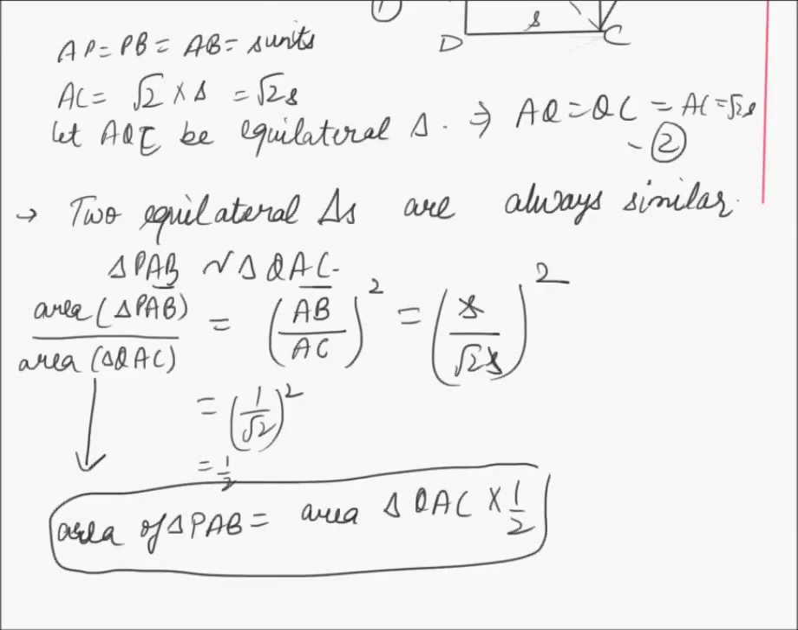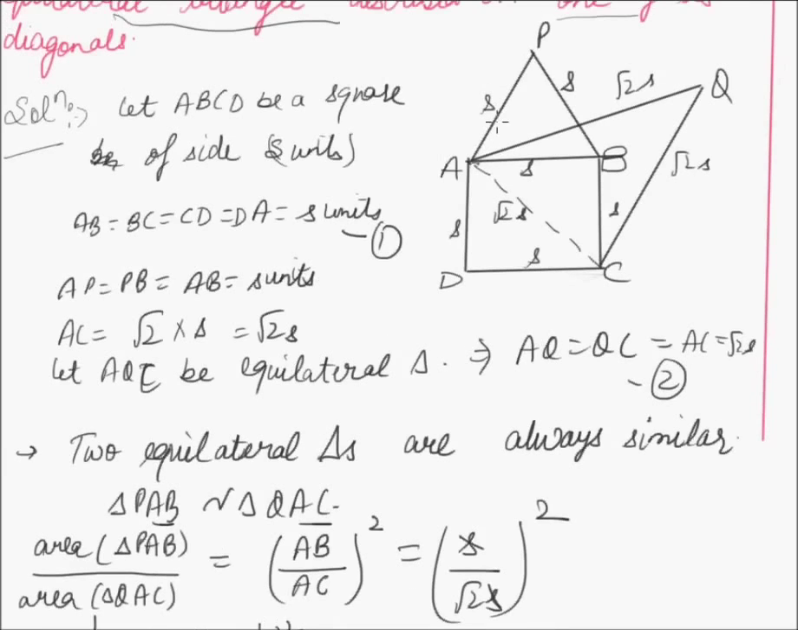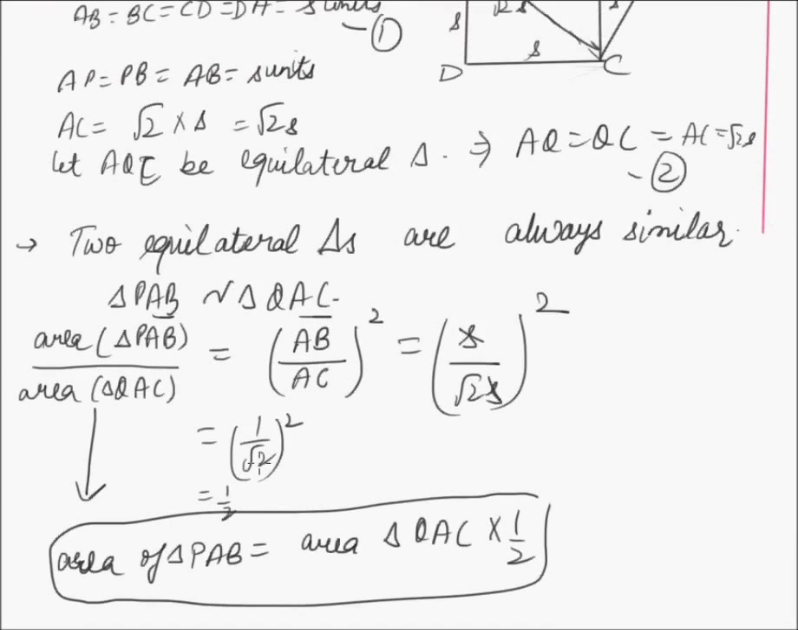If we look at the figure, PAB was a triangle described on one of the sides, whereas QAC was the triangle described on the diagonal. Thus the area of the triangle described on one of the sides of a square is equal to half of the area of the triangle described on one of the diagonals. Hence the given statement has been proved.